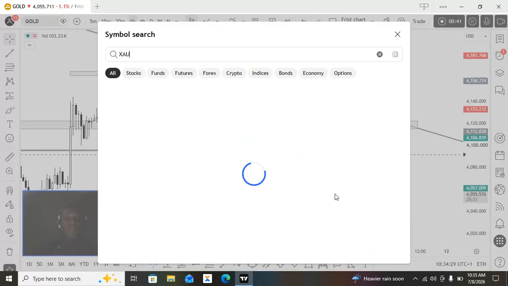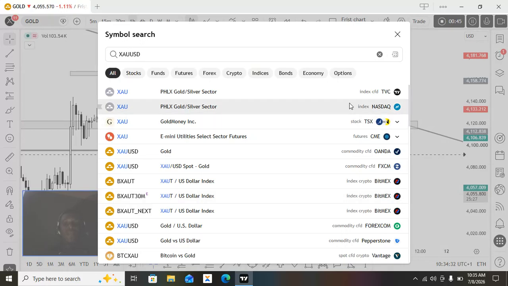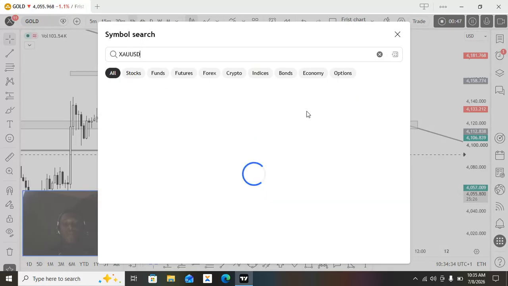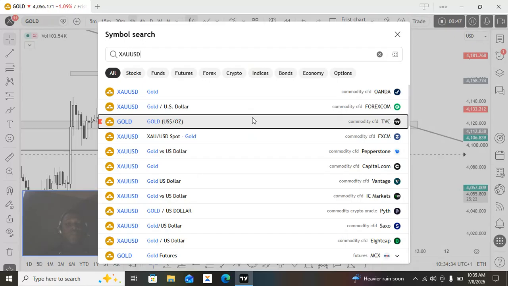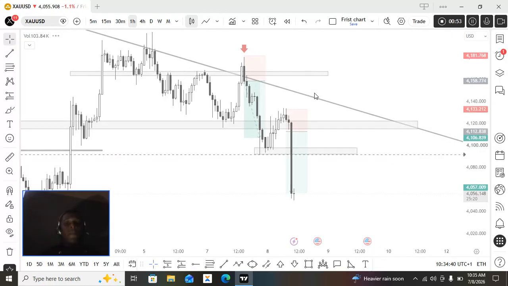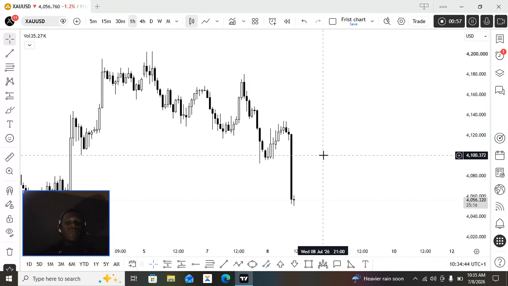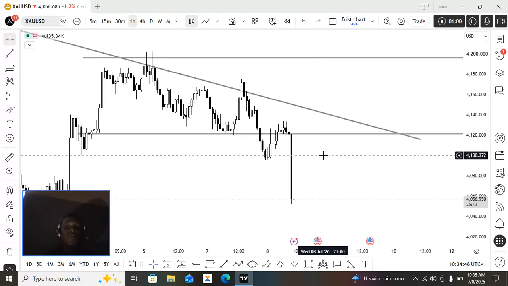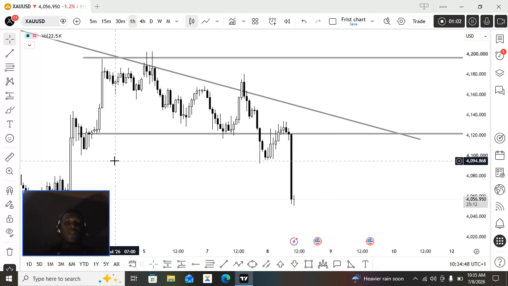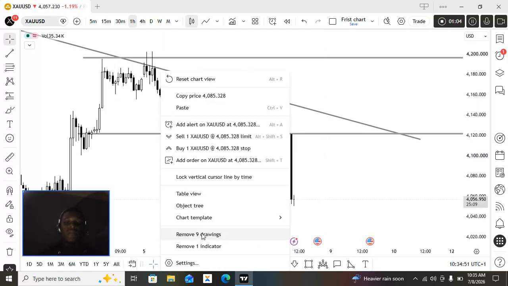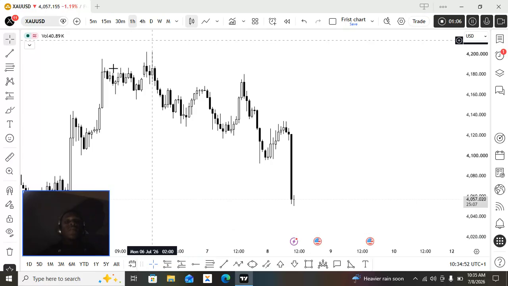So you see, gold has been trending a lot lately, and it's kind of easy to trade gold compared to other markets. So let me just give you guys a breakdown on how I was able to get the trade and how you guys can also do it. Let me clean this chart. So this is a clean chart.